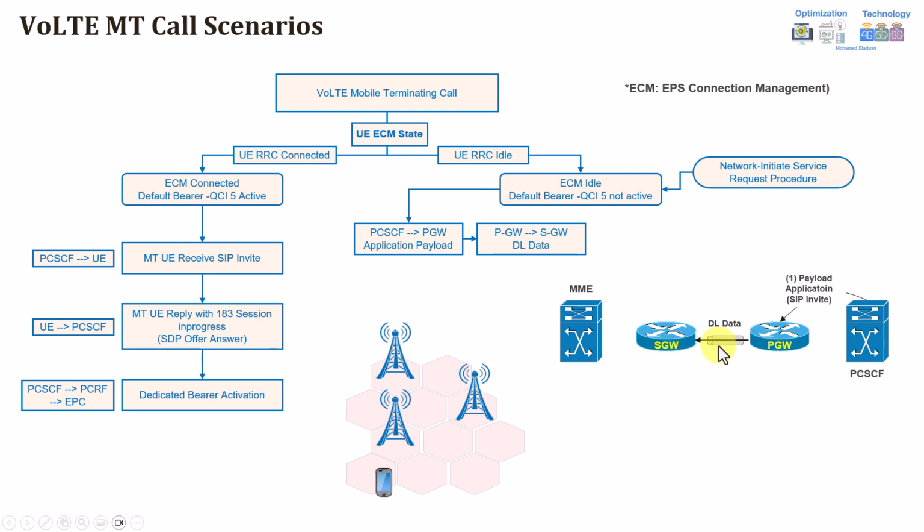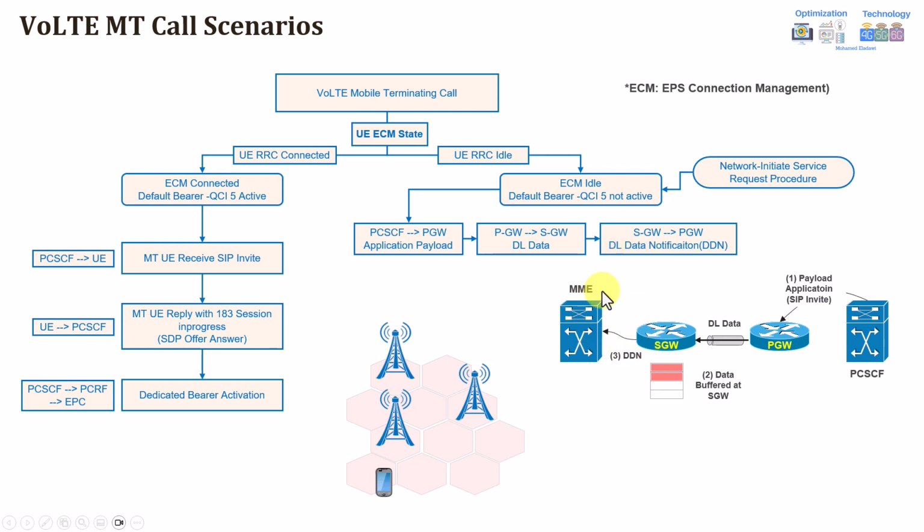But now, what will happen? The serving gateway doesn't have any connection with the user, so it cannot forward this SIP INVITE until there is a connection or bearer established. So this data will be buffered within the serving gateway until it has an active connection. So what will it do? The serving gateway will send something called DDN, which stands for Downlink Data Notification.